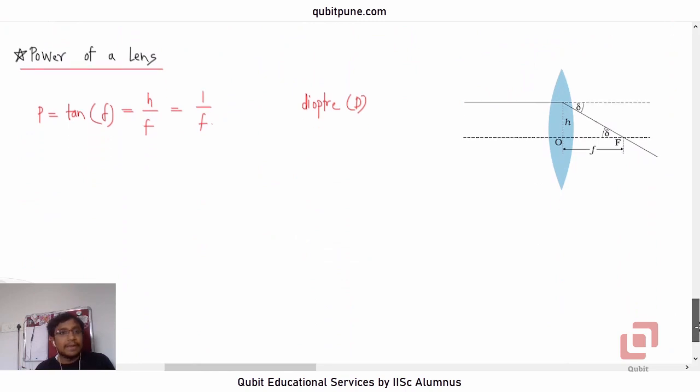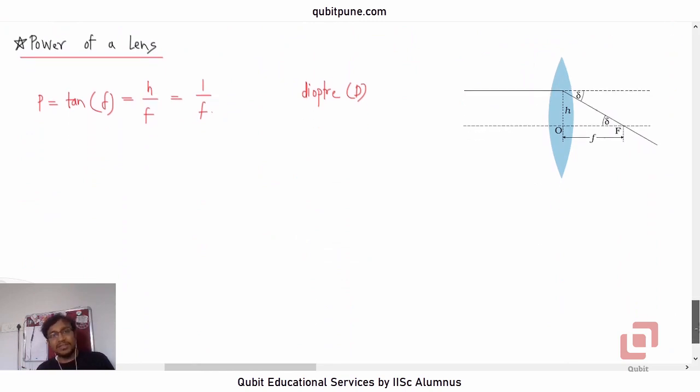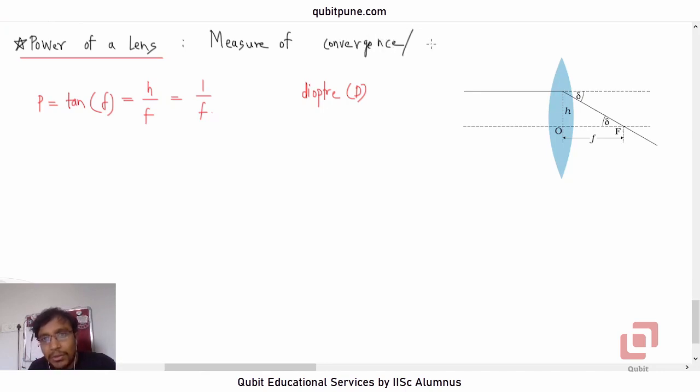Alright, next is the power of a lens. What is the power of a lens? Power of a lens is a measure of convergence or divergence of a parallel beam of light by a lens.